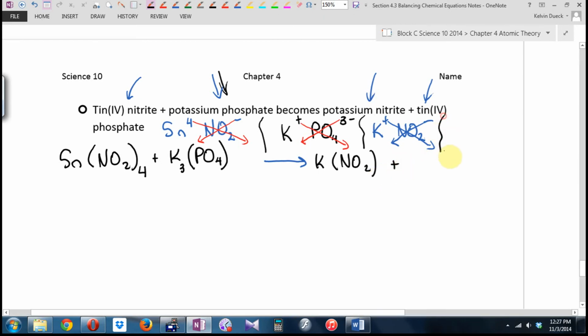And tin, which 4. So I'll do that. And phosphate. Now, phosphate was PO4 3-.